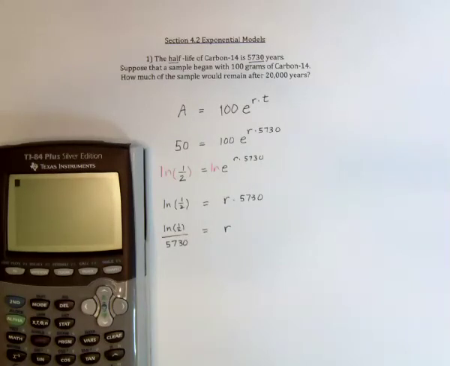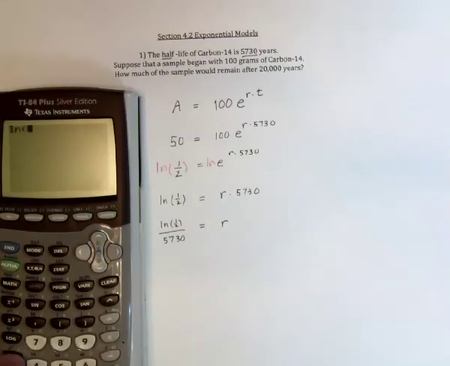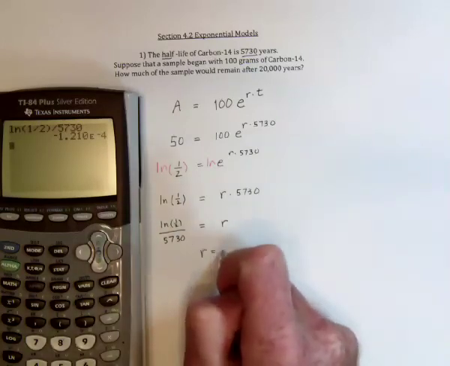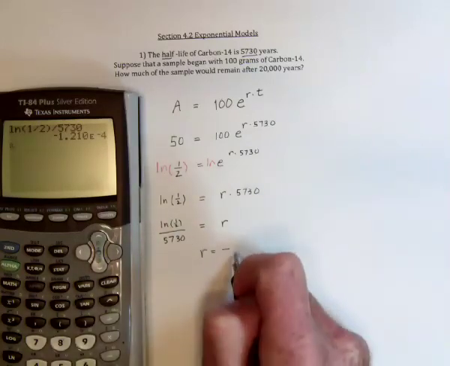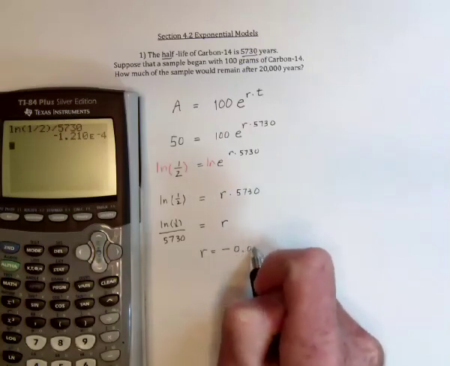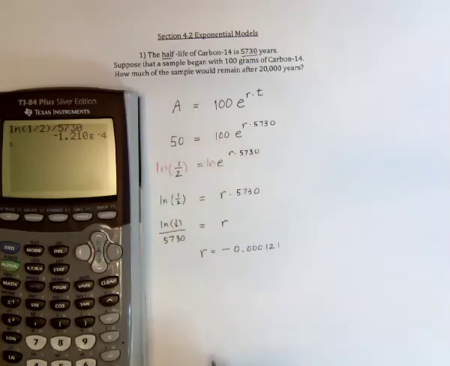So the natural log of 1/2, parentheses, gets divided by 5730. And yes, it's negative. In fact, r equals negative. The decimal needs to be moved over to the left 4 places, so that's going to be 3 zeros and then a 1, 2, 1.